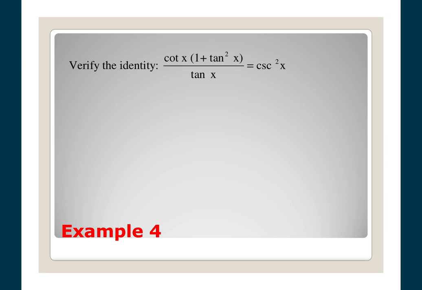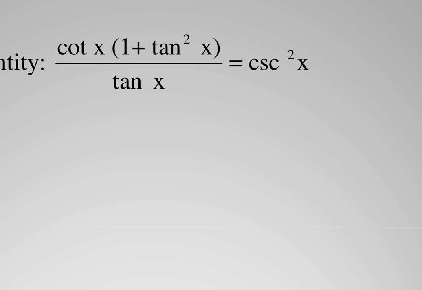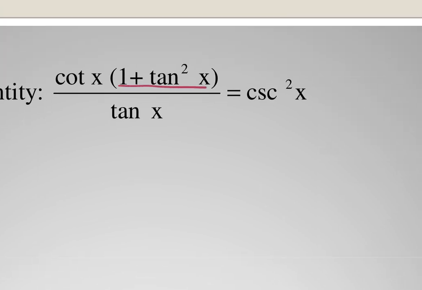All right, example 4. What's more complicated, left or right? Left. What do we do there? You can do 1 plus tangent squared x. You could convert it to cosecant. Good. So 1 plus tangent squared is in my Pythagorean identities. If I go look at my Pythagorean identities, it says tan squared plus 1 equals secant squared.